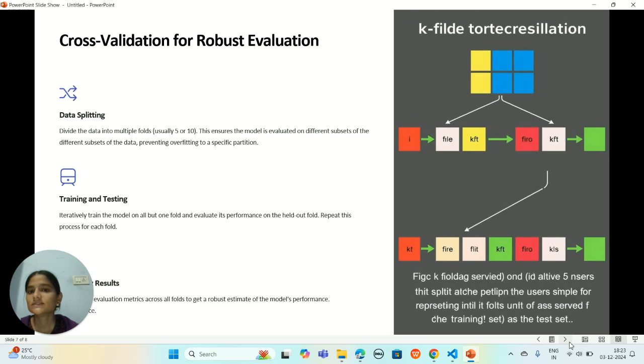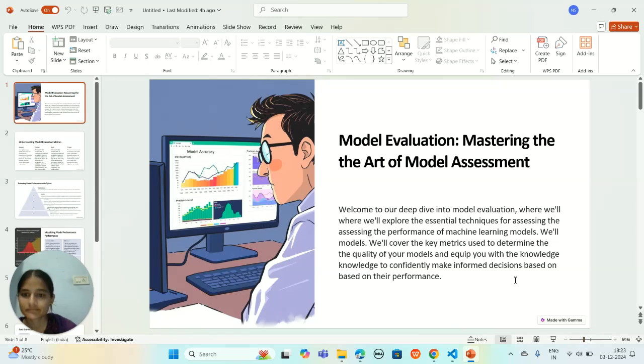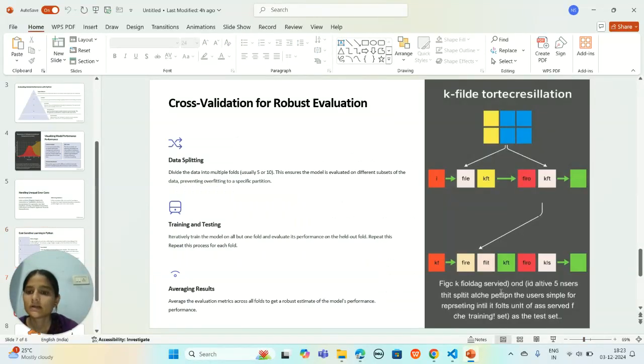Cross validation. There are three steps: data splitting, training and testing, and averaging results. First one is data splitting. Divide the data into multiple folds, usually 5 or 10. This ensures the model is evaluated on different subsets of data, preventing overfitting to a specific portion.